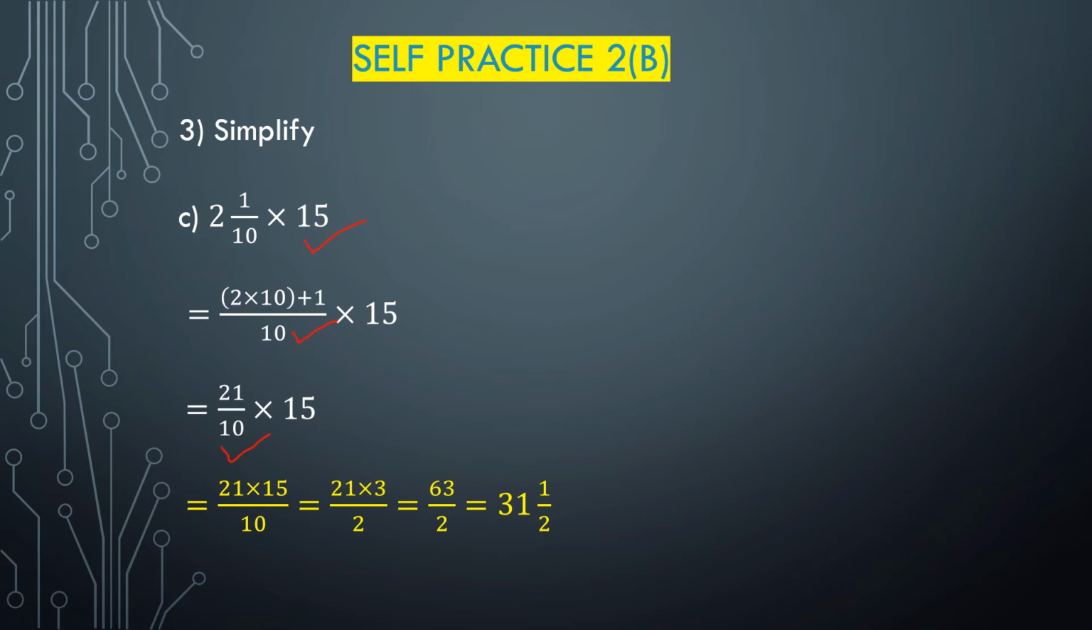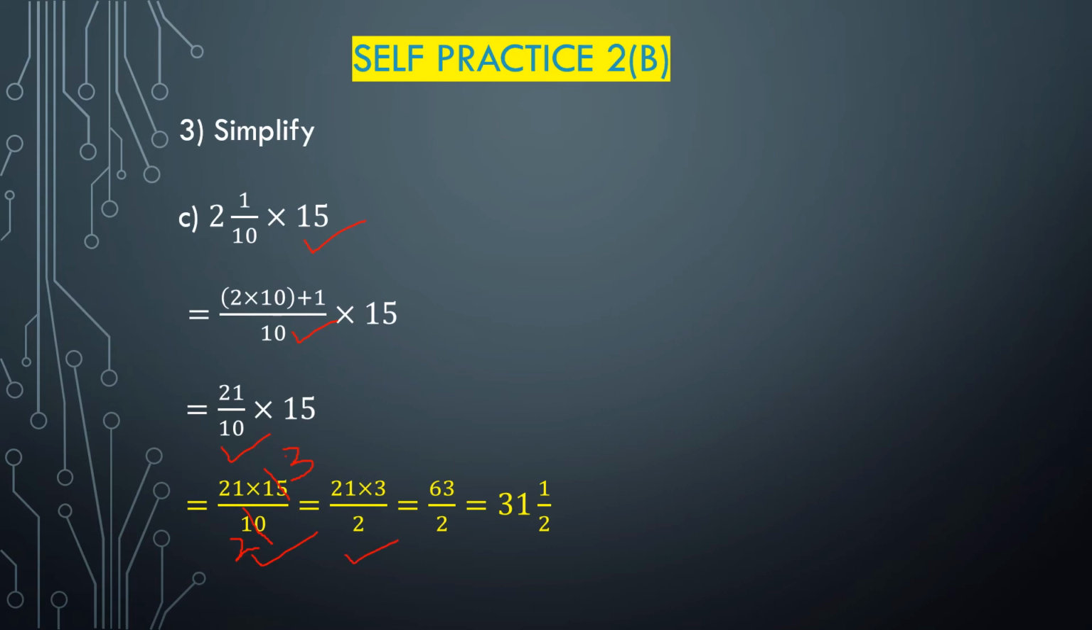Now the product of a fraction and a whole number is the product of the numerators divided by the product of the denominators. So 21 multiplied with 15 divided by 10. We cancel 10 and 15 by 5. 5 multiplied with 2 is 10 and 5 multiplied with 3 is 15. Now we get 21 multiplied with 3 divided by 2.